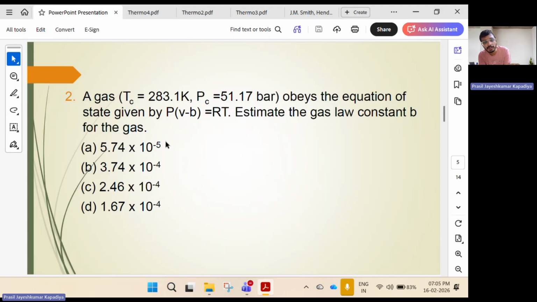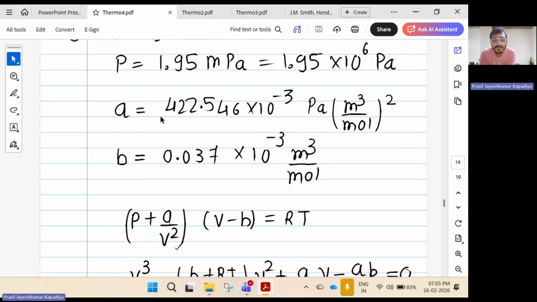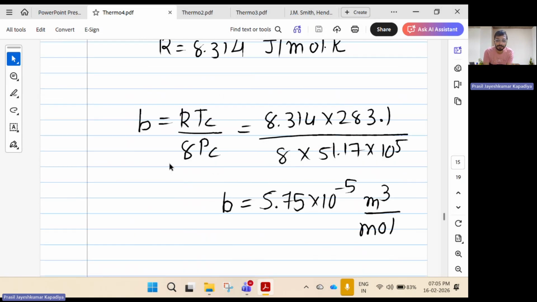Okay, so what will I do here? I will find my B as R into TC by PC. My R is 8.314, TC is 283.1 and PC is 51.17 into 10 raised to 5. If I find B as RTC by 8PC, I get that B is equal to 5.75 into 10 raised to minus 5 meter cube per mole. So this is how I can estimate the value of B.